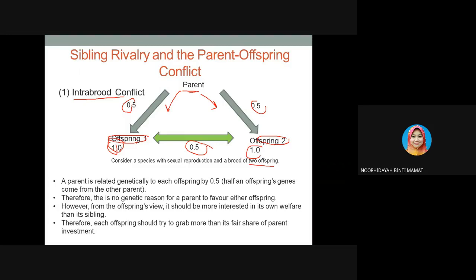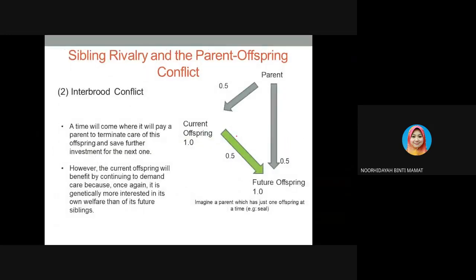So there is no genetic reason for the parents to favor either one, but the offspring are only interested in their own welfare more than their siblings', so they try to grab more of the parents' attention compared to their siblings. This is what we call an intra-brood conflict.